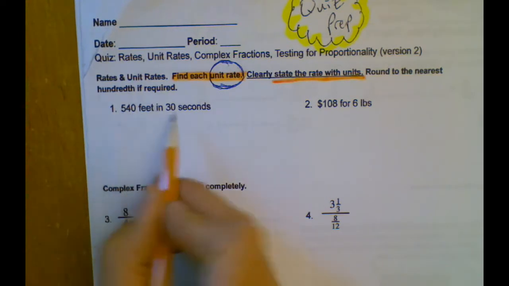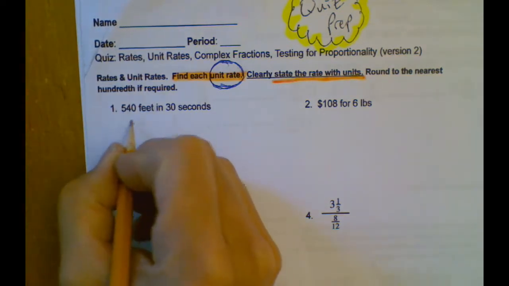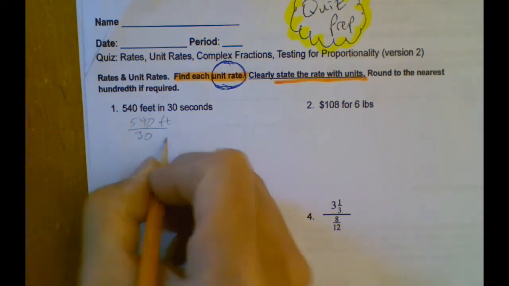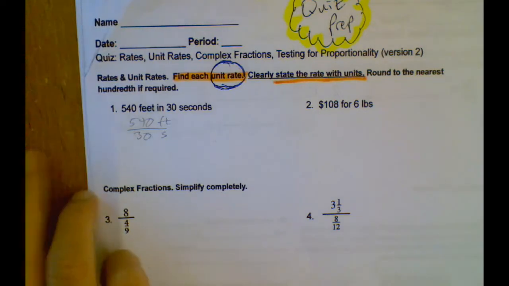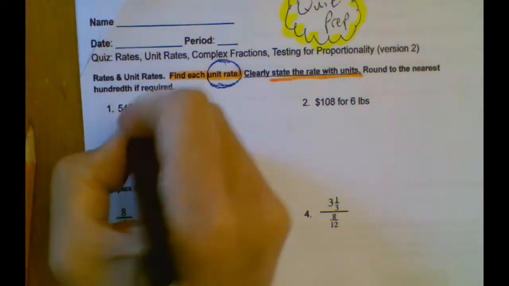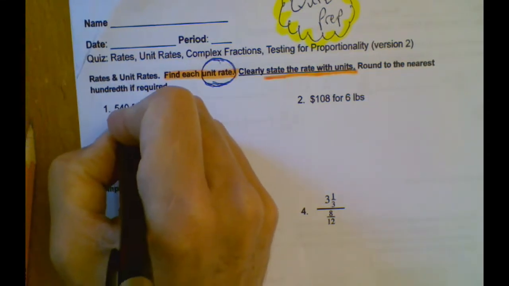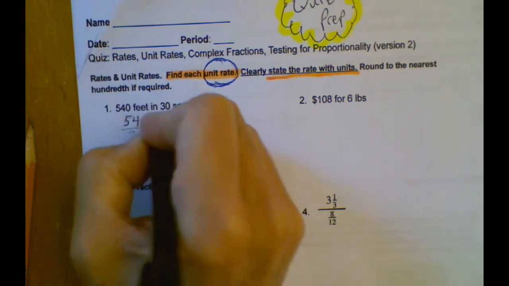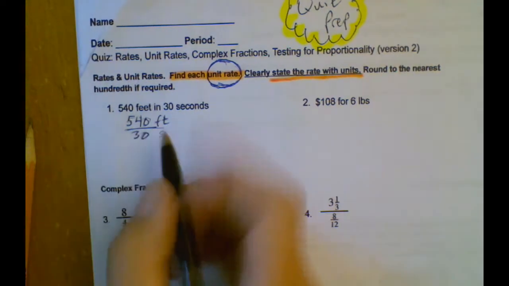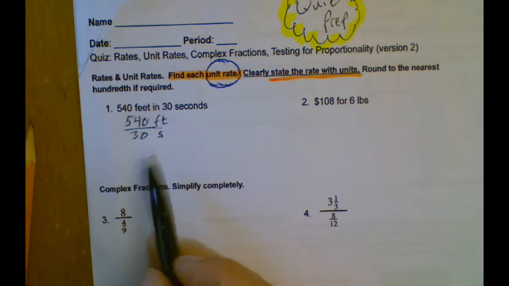Okay, so 540 feet in 30 seconds. I'm going to write it like a fraction. I think I'm going to use a pen because that doesn't seem to show up very clearly. 540 feet in 30 seconds. So you can see I wrote it as a ratio. Now, can this be simplified?